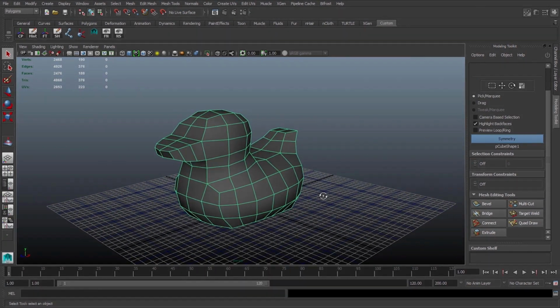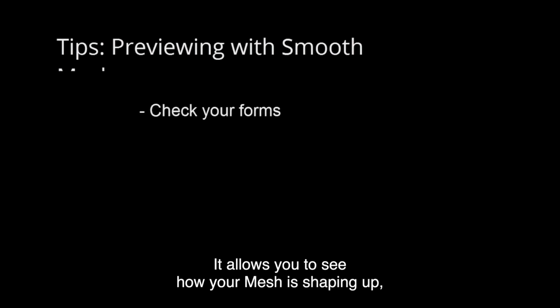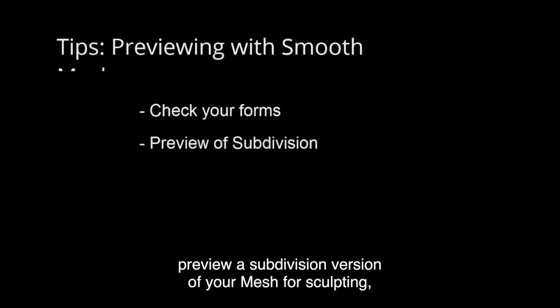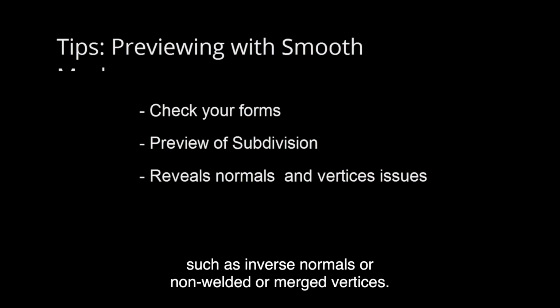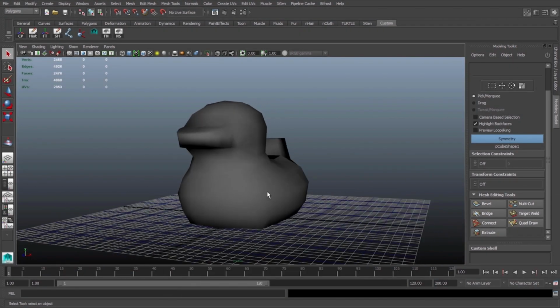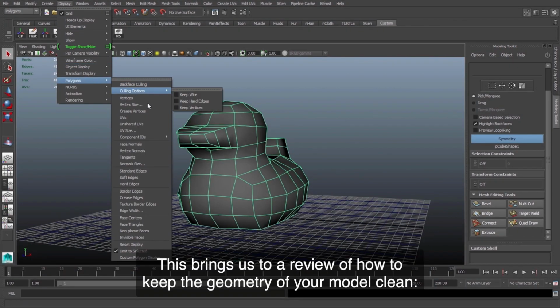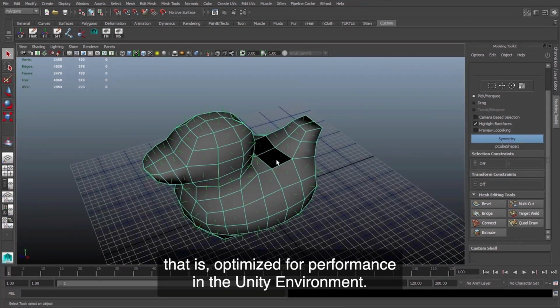Previewing smooth mesh actually has a number of benefits. It allows you to see how your mesh is shaping up, preview a subdivision version of your mesh for sculpting, and Smooth Mesh Preview will also reveal problem areas, such as inverse normals or non-welded or merged vertices. This brings us to a review of how to keep the geometry of your model clean, that is, optimized for performance in the Unity environment.